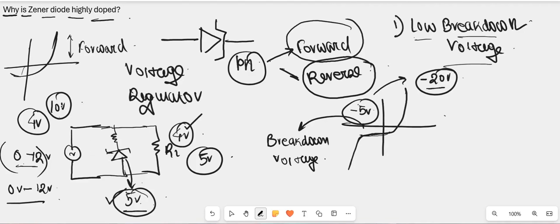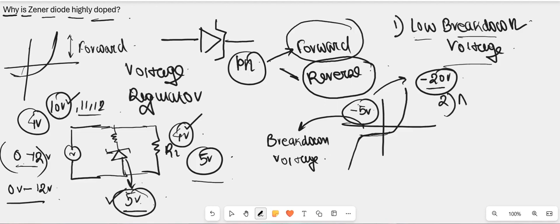And what does it do? For example, here this is 10 volt. So this will exceed the breakdown voltage, so it will give us only 5 volt at the output. Even if we apply 11 volt or 12 volt, it will give us only 5 volt at the output. So even if we increase the voltage supply at the input, the output will remain the same. So it maintains the voltage regulation. Okay, so this is one reason.